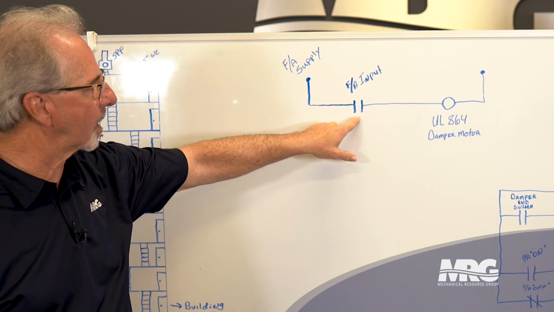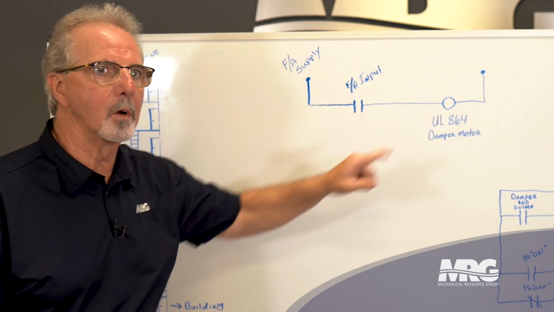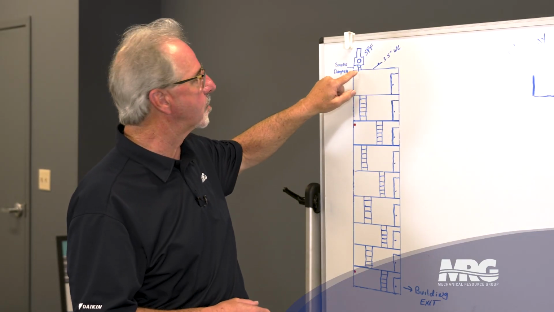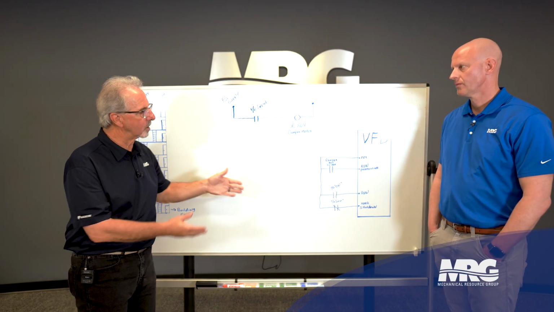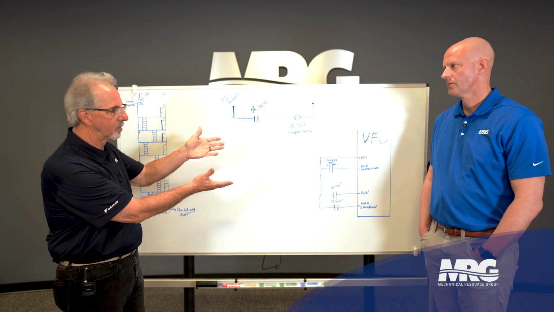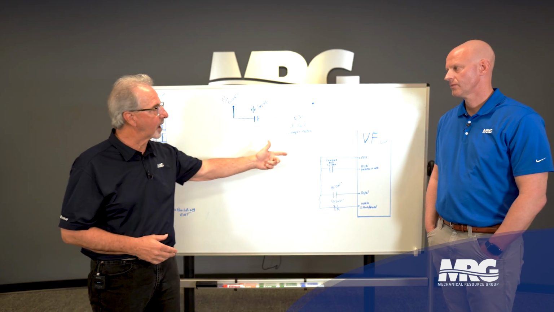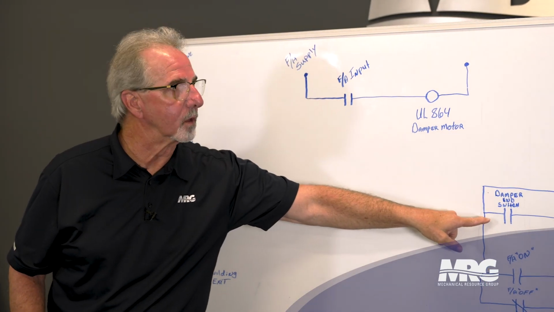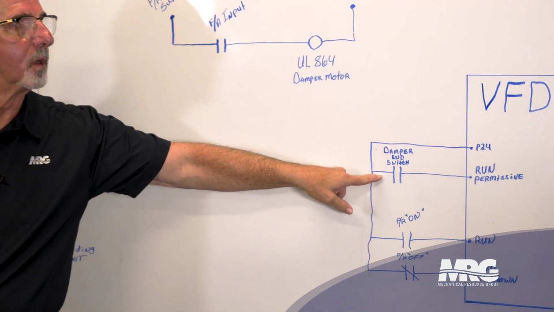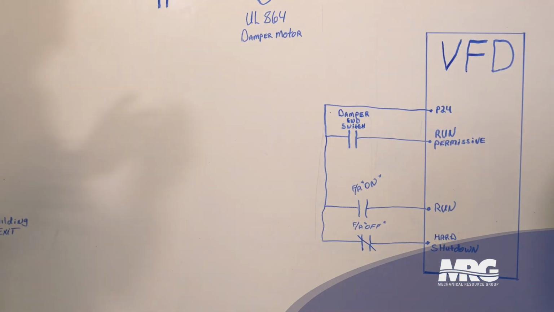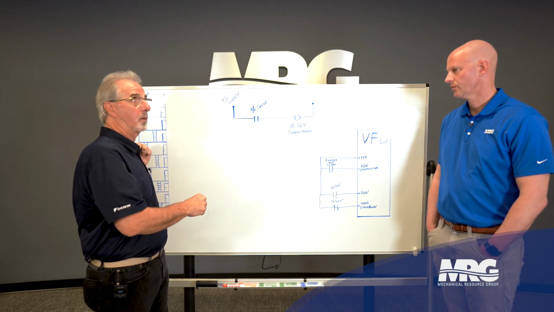They give me a contact closure here, and it begins to open that damper. This is the damper, the smoke damper that we were talking about here. As it moves that damper motor, we move to the variable frequency drive interface. The variable frequency drive interface, the damper end switch is only a permissive. In other words, I'm saying, okay, you can run, but wait for fire alarm.